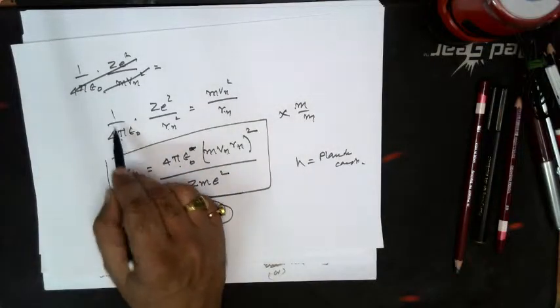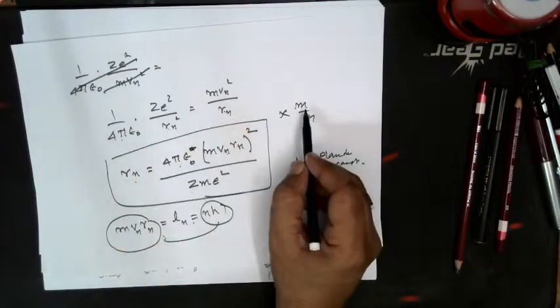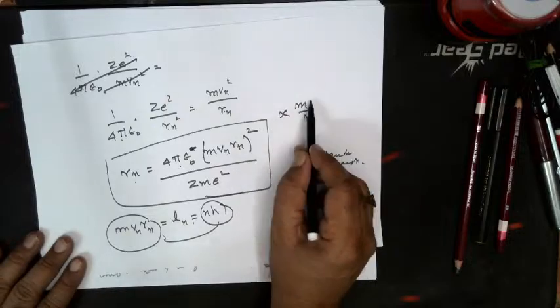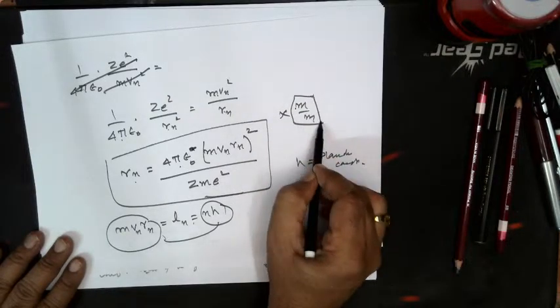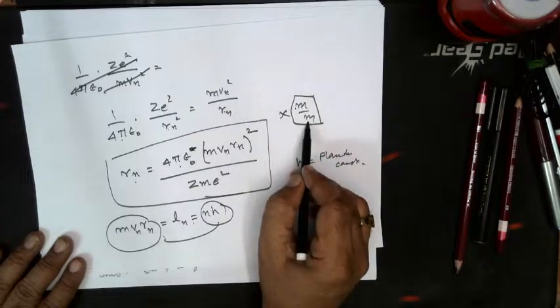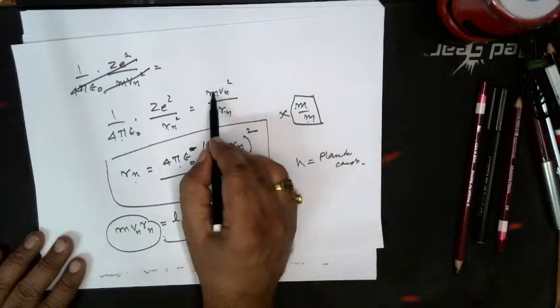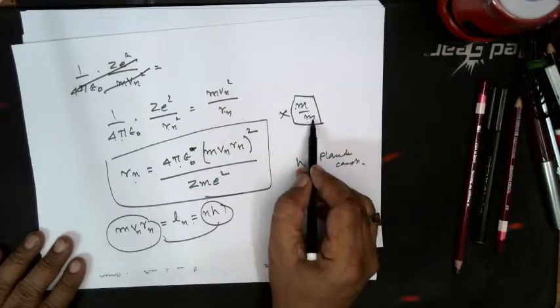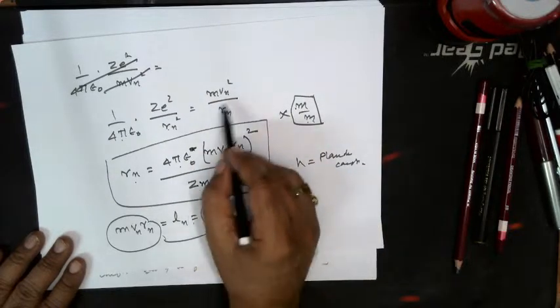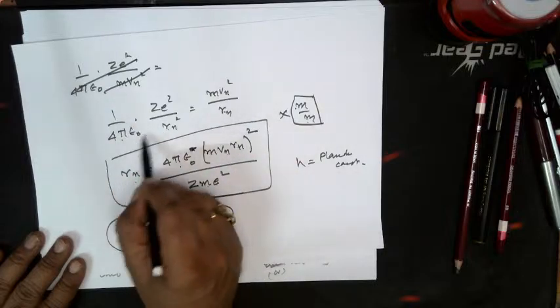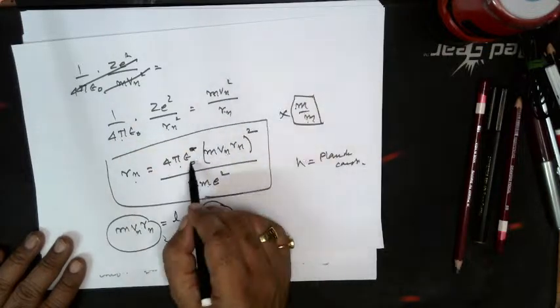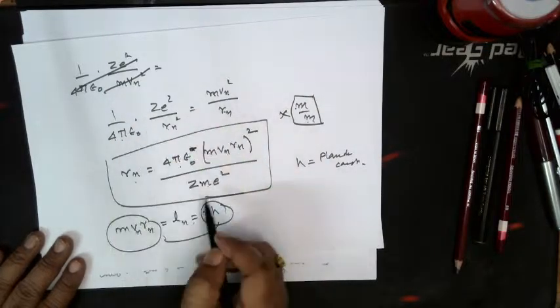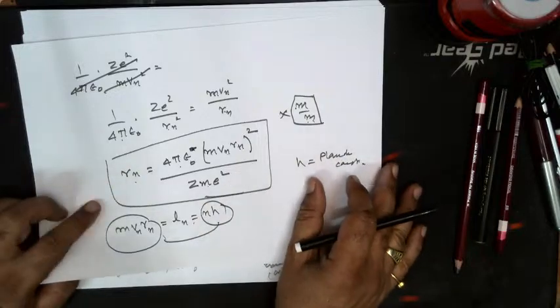Okay, so 1 by 4 pi epsilon naught, and what I have done here is a very important step. Multiply and divide by m so that you are able to get m squared. And what about this? This also comes here, m. And I have taken 4 pi epsilon on the other side. Do you want me to redo this one? This is confusing. Let me explain once again.